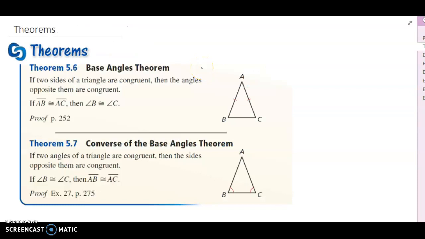All right, so we do have two theorems here. The base angles theorem, which we'll use quite a bit, says if two sides of a triangle are congruent, so if we have an isosceles triangle, so this side and this side are congruent, this theorem tells us the base angles will also be congruent. So if the two sides are congruent, then the two angles are congruent. The converse of that is also true, which means if we know that two angles of a triangle are congruent, then their opposite sides will also be congruent.